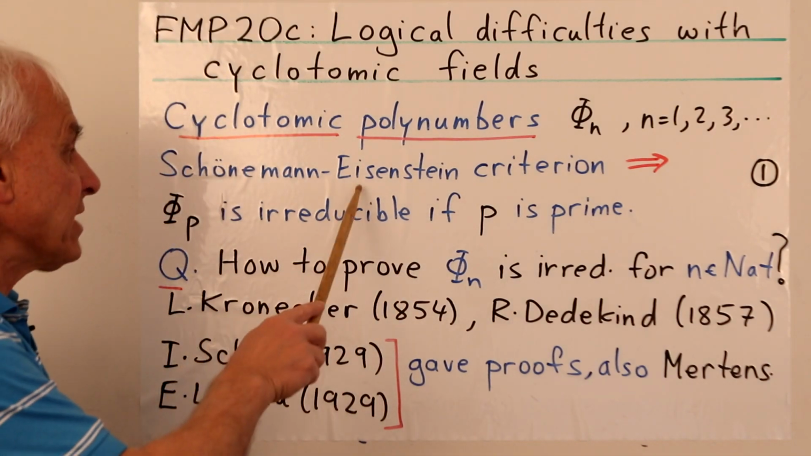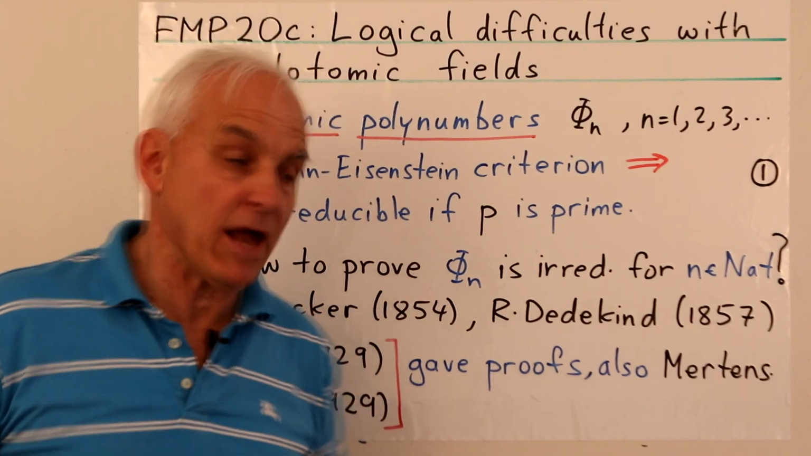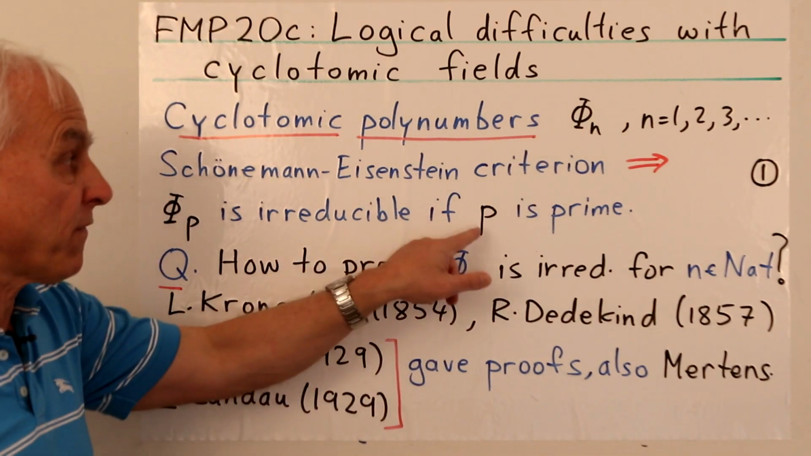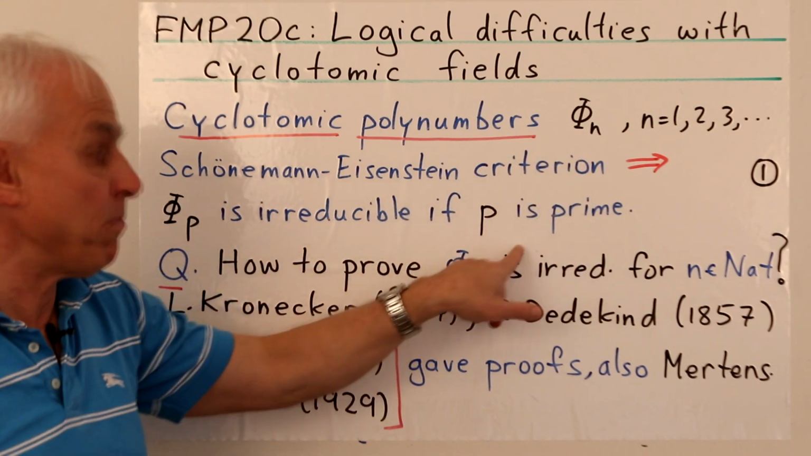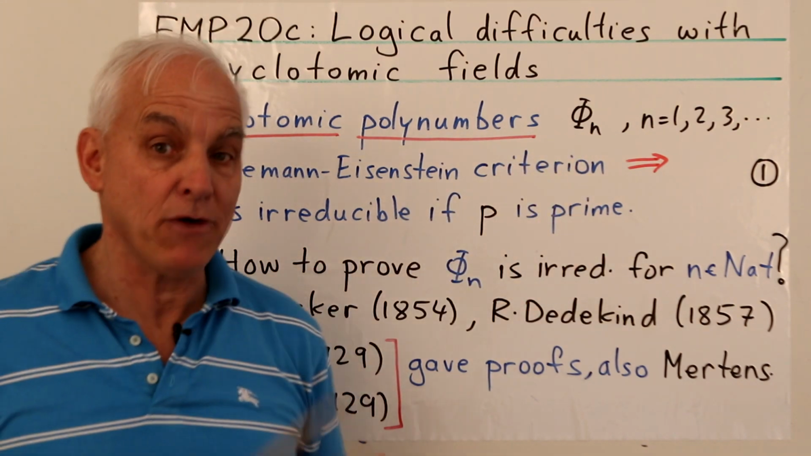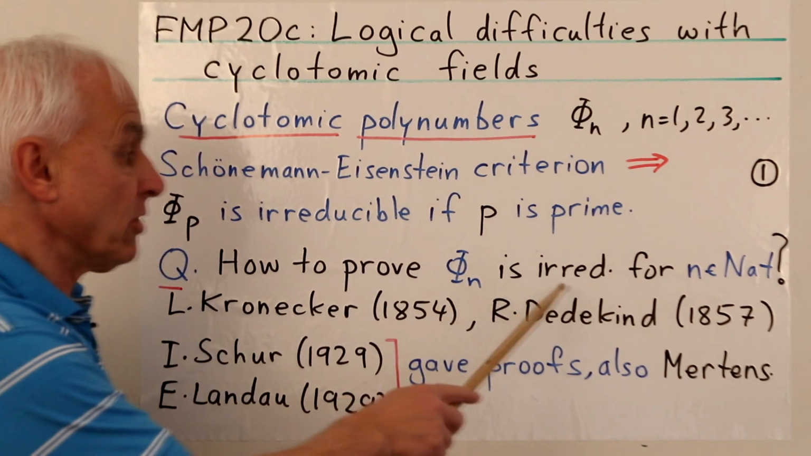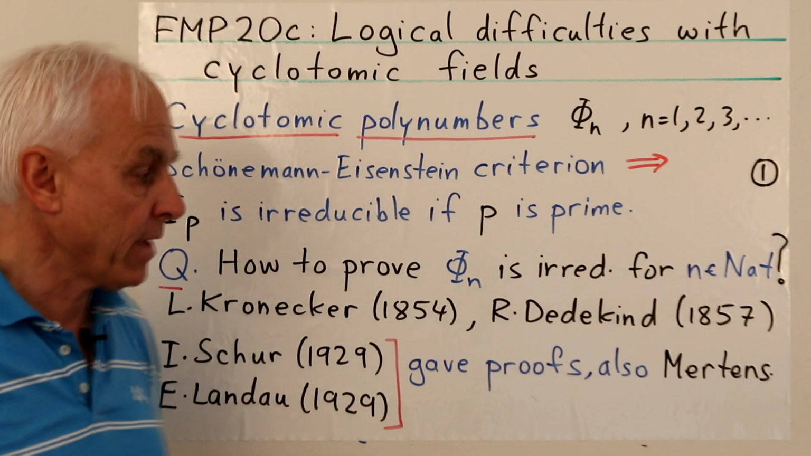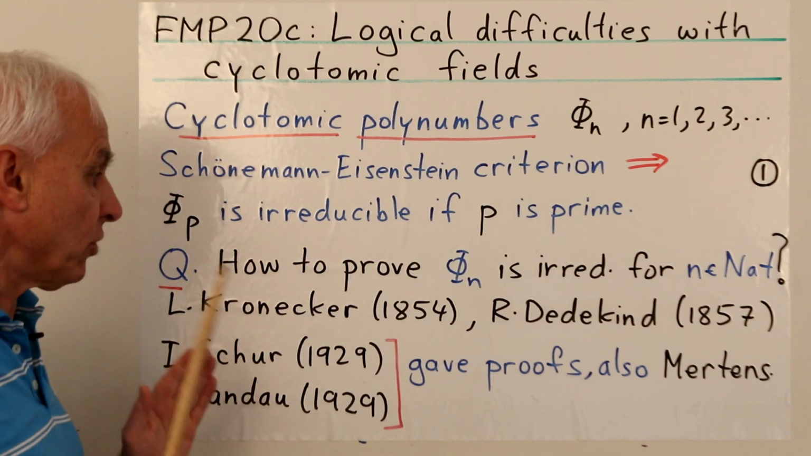Now, the Schoenemann-Eisenstein criterion that we talked about in our last video establishes that these are irreducible if n is a prime p. However, it leaves the very important question, how do you prove that phi sub n is irreducible for a general natural number? Now, historically, a lot of people have looked at this.